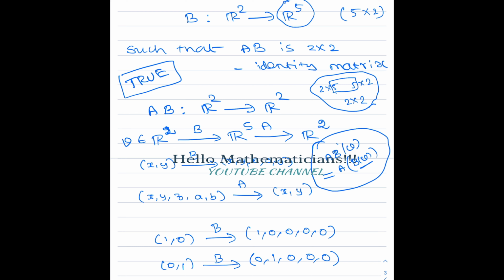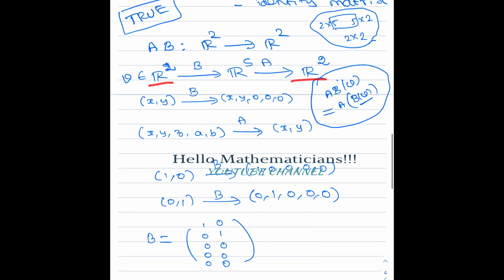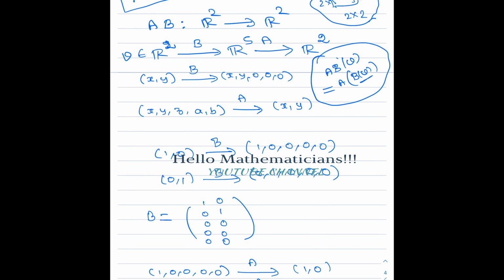Since it is a vector in R^5 and A is a linear transformation from R^5 to R2, A will act on B of V. A is a map from R^5 to R2. So when we compose them together, we get a linear transformation from R2 to R2. We just need one example such that AB equals the 2 by 2 identity matrix. So we define the matrices like this. First I say what B is, then I say what A is.